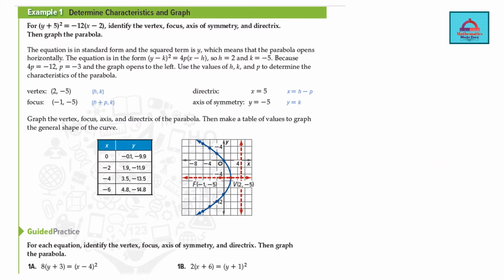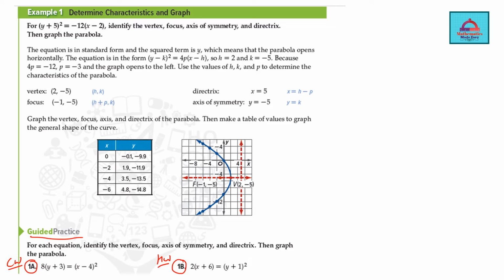First I'm going to explain to you a solved example. This is taken from your math book, example 1. Then we are going to together try some questions. The one that I'll be doing for you in detail in this video is 1A, and 1B you will try yourself in your notebook. This is taken from the same page, guided practice. So let's see what we need to do.